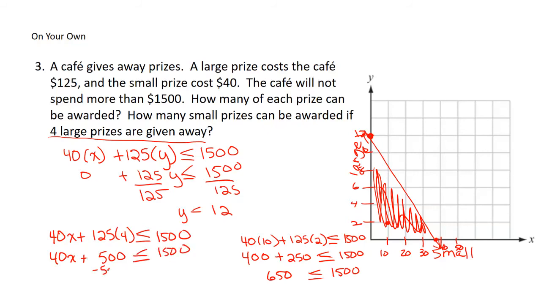So let's subtract 500 from both sides. That gives us 1,000. And so we have 40x has to be less than or equal to 1,000. So 1,000 divided by 40 is 25. So 25 small can be awarded. And we can just look up here and see if we give away 4 large ones, where does that cross? Right about here, which you can see is right at about 25.